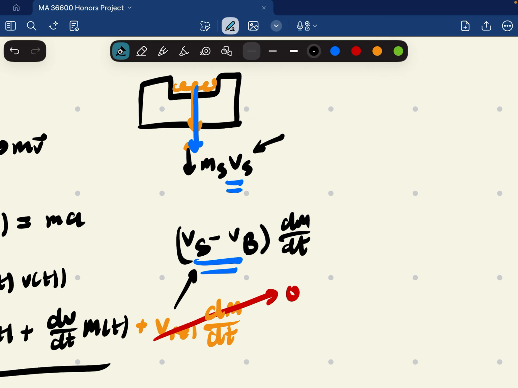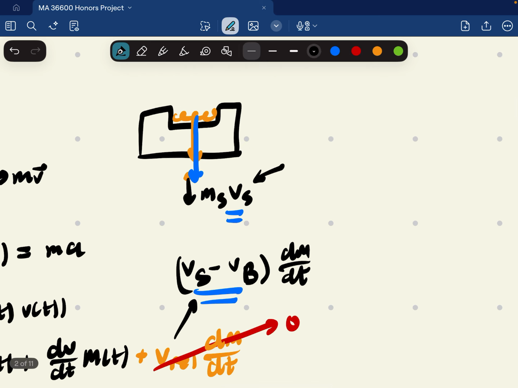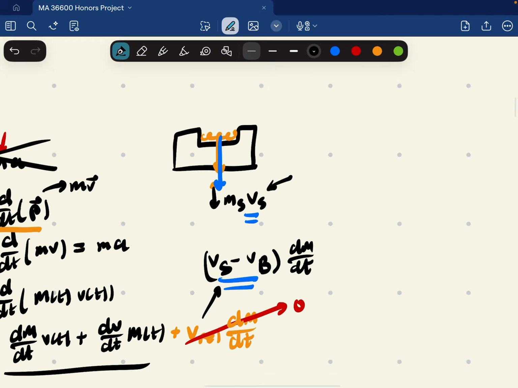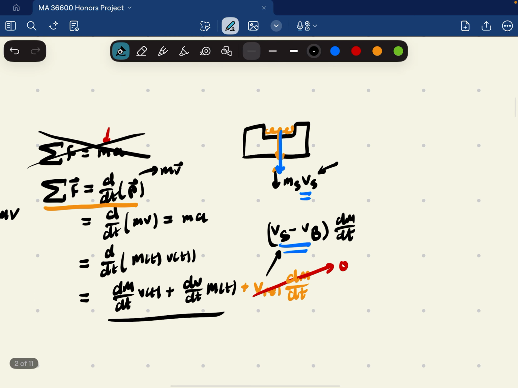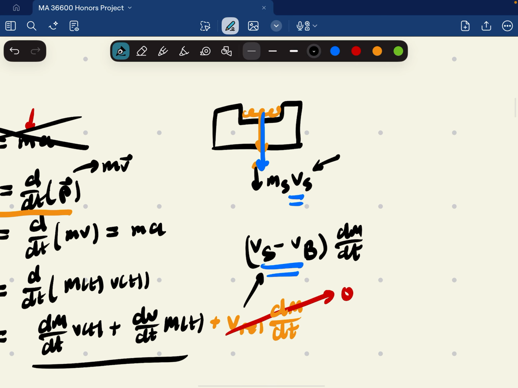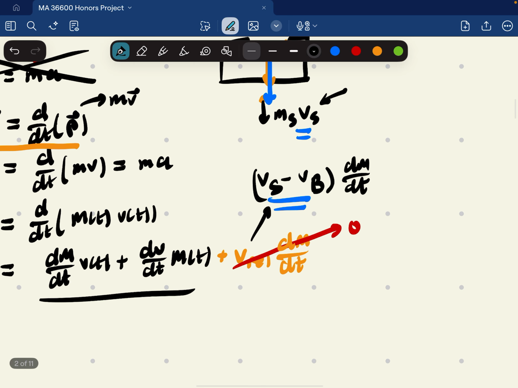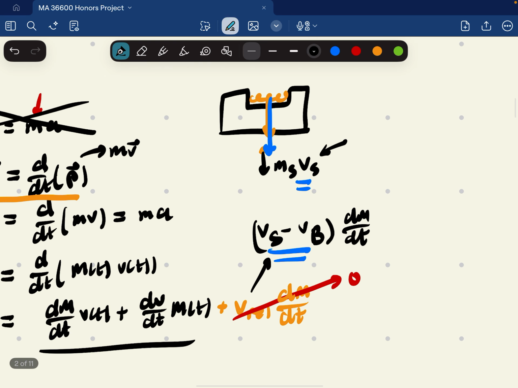And that's because we're assuming that the sand is just kind of falling out of the box. So we're not forcing it out with some very high force, right? We're not thrusting it out. It's just kind of falling out. So this term is going to be 0, and it's going to simplify some of the equations.